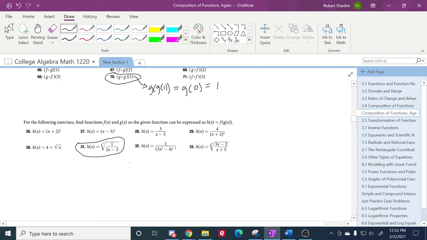Alright, I need to find a g of x. I'm going to focus on the g of x first. That's the internal function. So for instance, on this one, if I told you find h of x if x is 5, what's the first thing you do? You multiply it by 2. And then you subtract 3, and then you take 1 over that. So you'd work from the inside out.